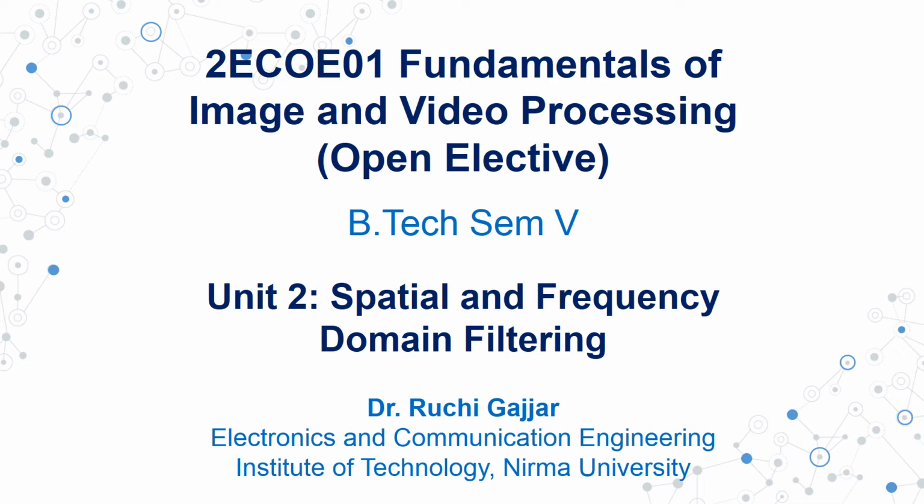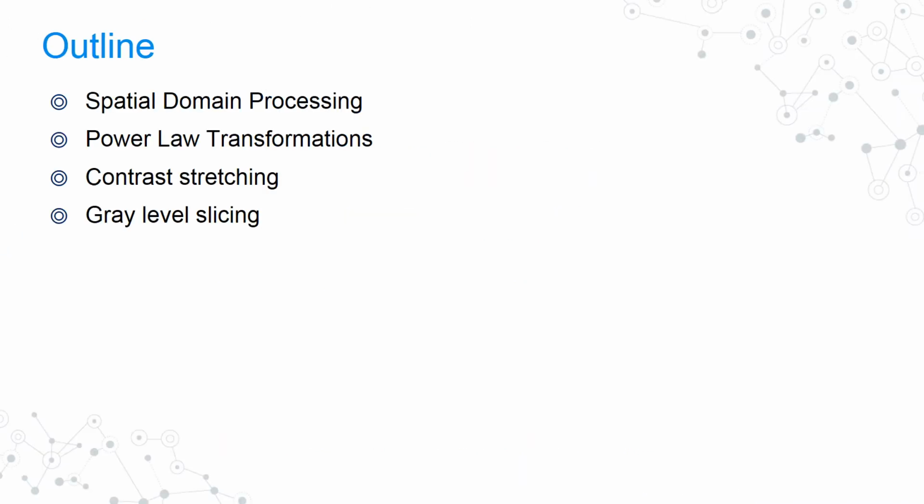We had started with unit number 2, Spatial and Frequency Domain Filtering, and in the last class we had seen what is spatial domain filtering, why do we need to do it, and we started with point operations. So in point operations we had seen image negative transformation as well as log transformation. In today's class, we're going to study power law transformations. We would see contrast stretching and we will see gray level slicing.